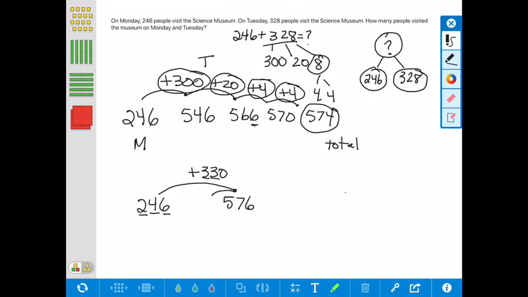So I actually need to go back 2, which would get me 574. So again, this is Monday. And then the 330 minus 2, which is 328, is Tuesday. This is the total of people who visited the Science Museum on Monday and Tuesday.